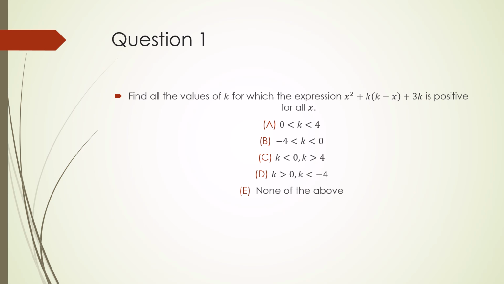Let's start off with the very first question of this paper. This question tells us to find the values of k for which, for all real numbers x, the expression given is positive. We are given a number of ranges here, but how exactly do we approach this problem?